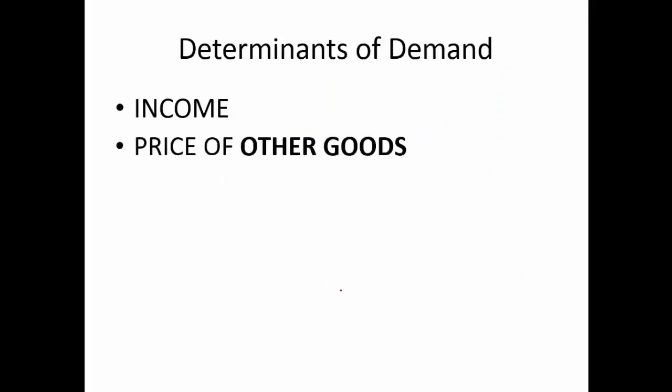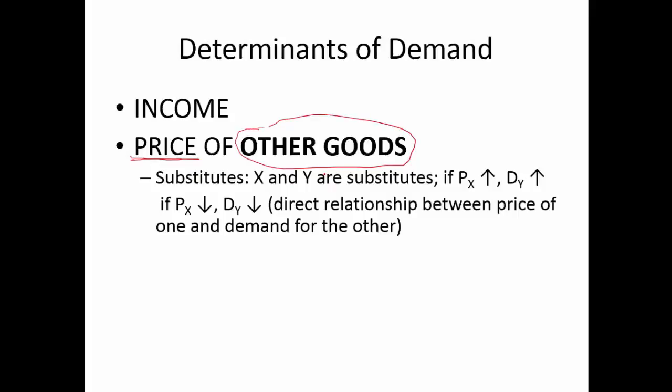Okay, so we have income. We have the price of other goods. The key word here is other goods. The price of the good itself changes. When the price of milk changed, what happened to demand? Nothing happened to demand, we just had a quantity change. But here, when the price of other goods changes, that can influence the level of demand for a particular good. And that can be one of two categories.